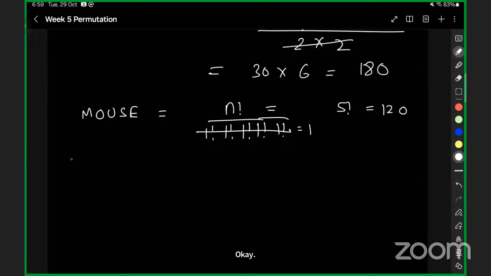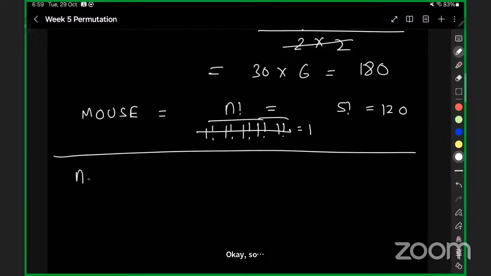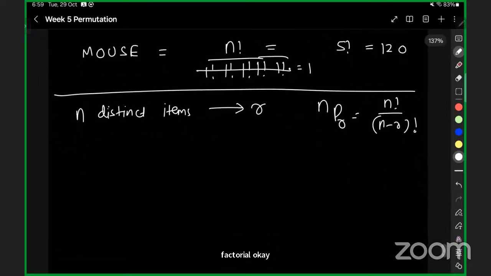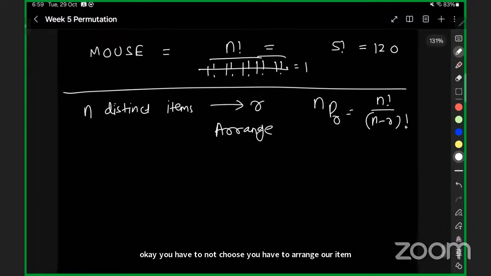Okay. So if you have n distinct items and you have to choose r items, you'll do nPr. This is permutation, which is n factorial divided by n minus r factorial. And you have to arrange r items. Arrangement is where permutation will be used.